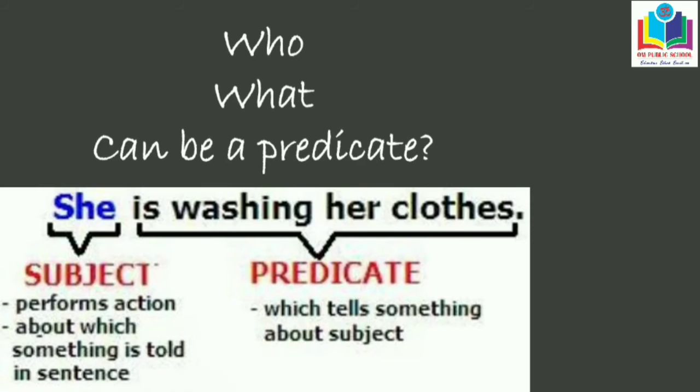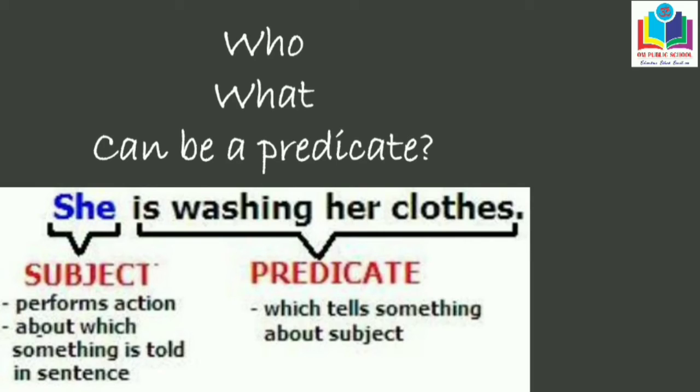Now look at this example. She is washing her clothes. So now tell me, do you find a clear subject here? She is the subject of the sentence. Whatever information is given about this subject is the predicate. So the predicate here is washing her clothes.